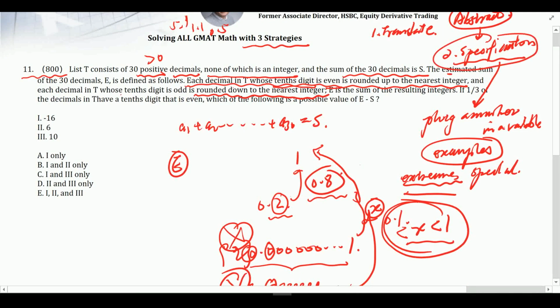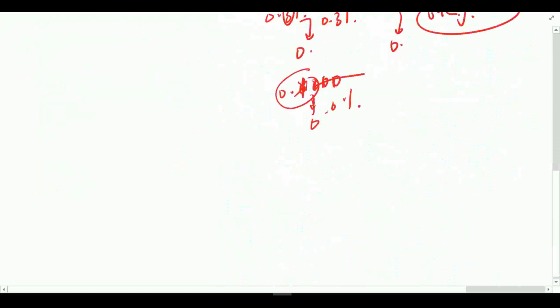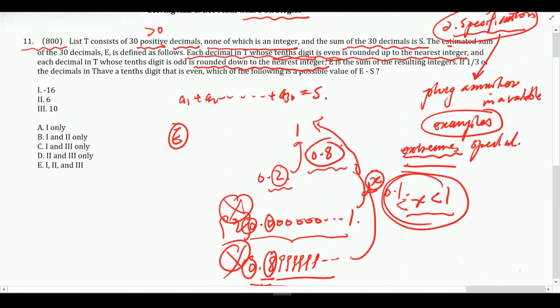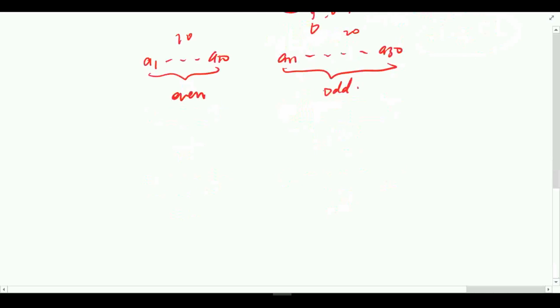Now, let's continue to read. E is the sum of the resulting integers. If 1/3 of the decimals in t have 10th digit that is even, okay? So let's translate this sentence. Let's say A1 till A10, the 10th digit is even. A11 until A30, these 20 numbers, the 10th digit is odd, okay? That's the meaning. Which of the following is a possible value for E minus S? You want to know E minus S, and you have choices from -16, 6, and 10, okay? So your purpose, you want to know E minus S.